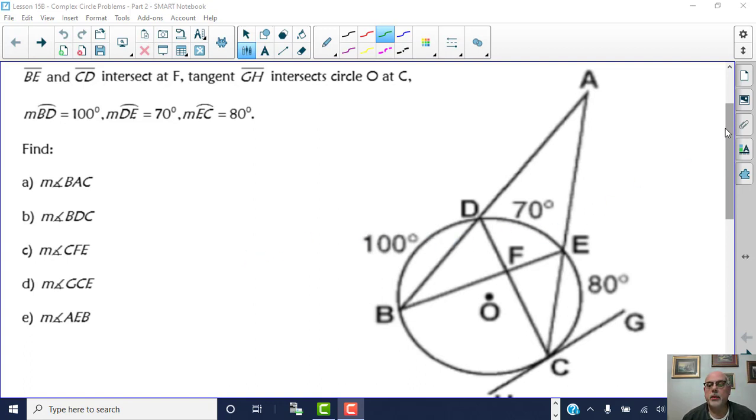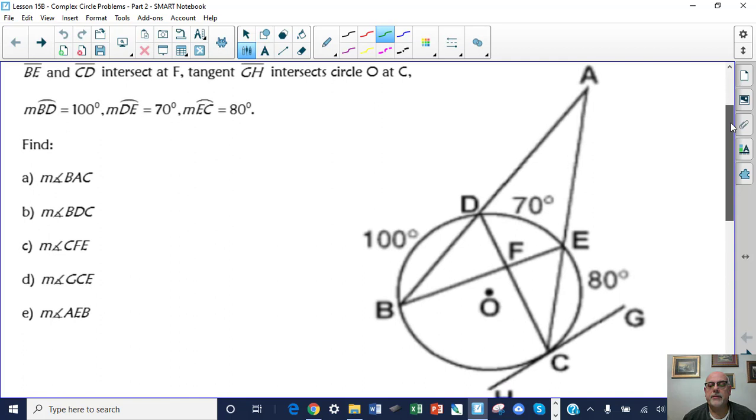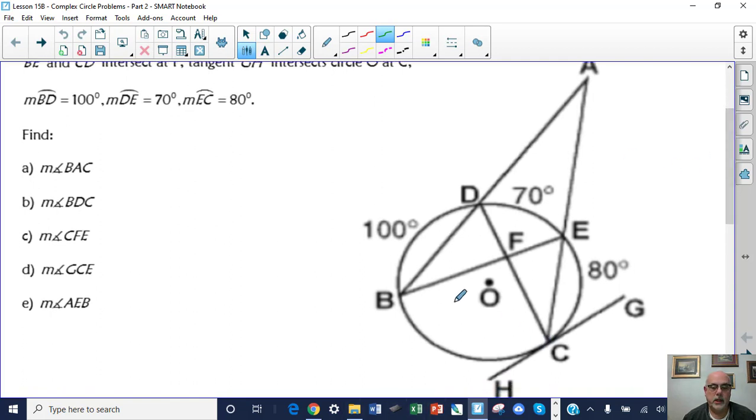In the problem we did yesterday, one of the things I said is you have to identify all the arcs around the circle. That's the first thing, because that's going to enable you to determine the measures of all the angles that you're asked to find. If you look at this circle, you have an arc of 100 degrees, at 70 and at 80. You've got to figure out arc BC. If you take 360 and subtract 100 and 70 and 80, it leaves you with 110 degrees.